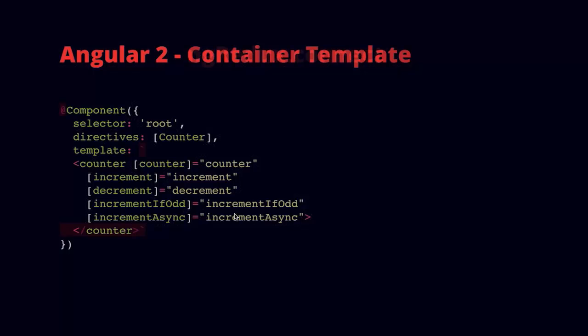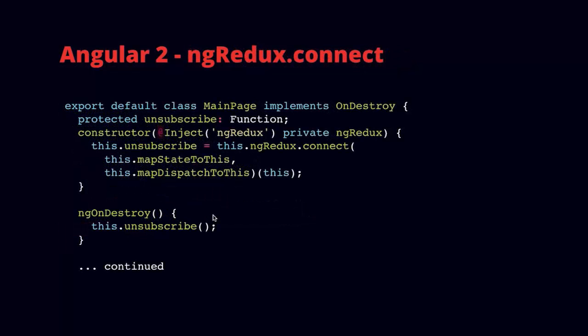Now, how we get Angular 2 to be aware of this is the ng-redux.connect. So connect is very similar to what is being used with Redux, where you pass in two functions. One is the map state to this, and the other one is the map dispatch to this. One thing to keep in mind with Angular 2 is that we still need to unsubscribe once the component gets destroyed.